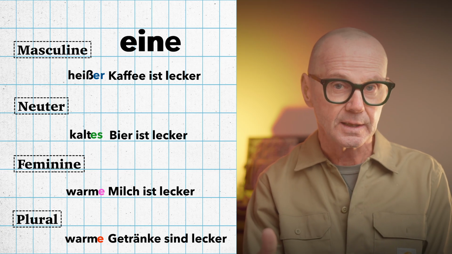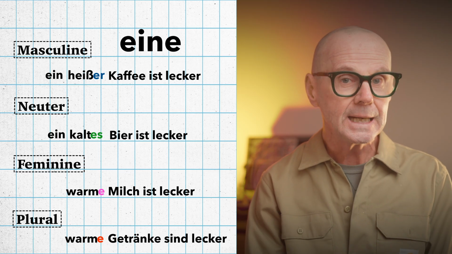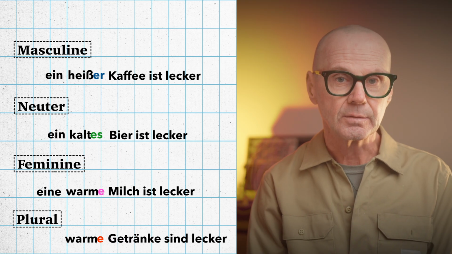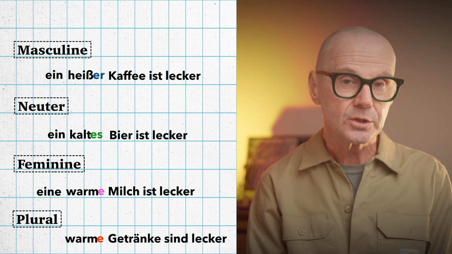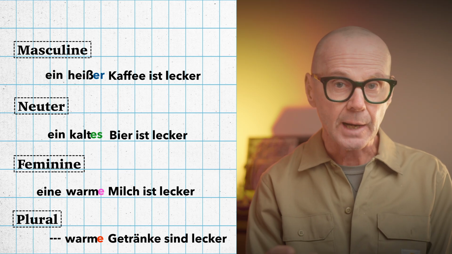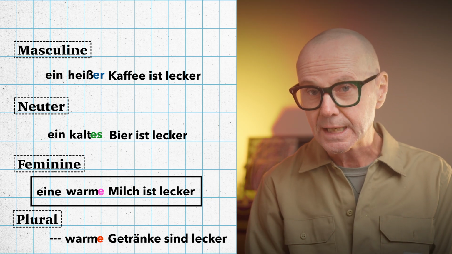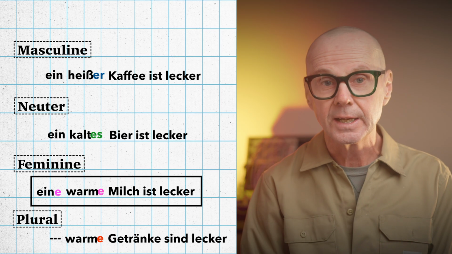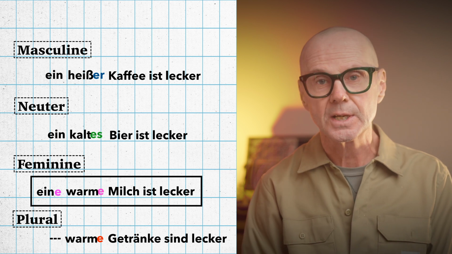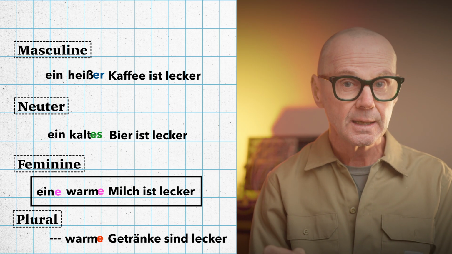Instead of heißer Kaffee, we could say ein heißer Kaffee ist lecker. Instead of kaltes Bier, we can say ein kaltes Bier ist lecker. And instead of just warme Milch, we can say eine warme Milch ist lecker. And since we can't use the indefinite article with the plurals, that's all the examples we need. But let's look more closely at what we've got here. The feminine nouns are the only ones that use that typical gender letter E on both the article and the adjective. For some reason, it seems really important to be always emphasizing that feminine nouns are indeed feminine. It's hard to miss because of the E here and here.